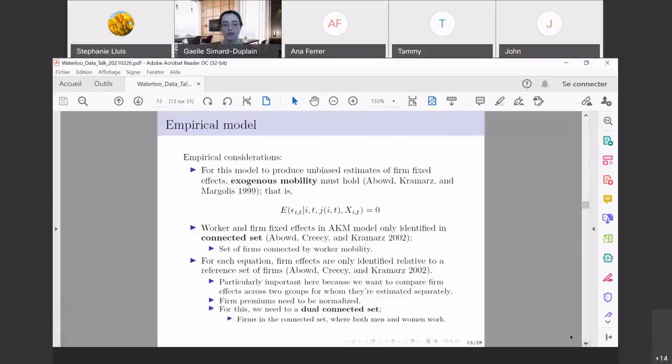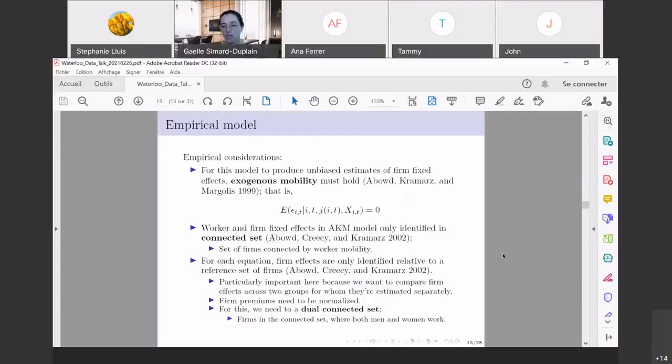So there's a number of empirical considerations to take into account when you want to estimate this model and get something that you can use, essentially. For the model to produce unbiased estimates of the firm fixed effect, we know that we need an exogenous mobility assumption to hold, right?